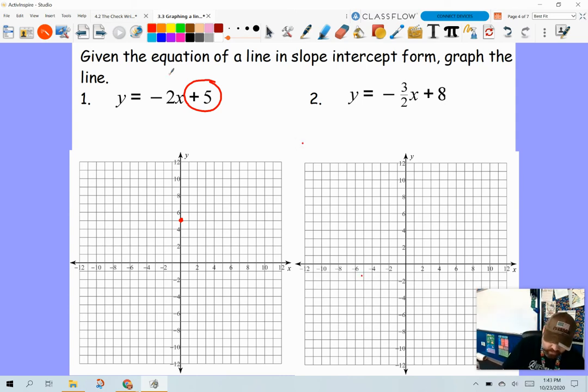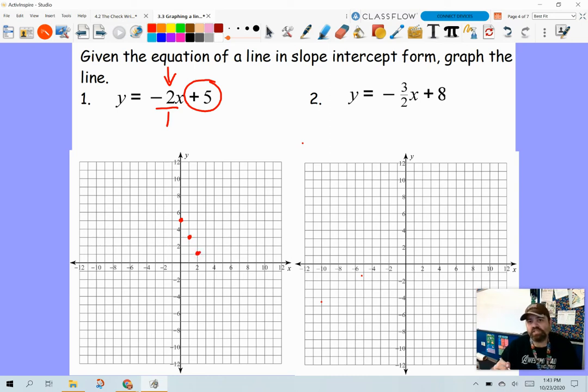From there, the number in front of the x is your slope. That's going to be your directions to more points. Now remember, your slope needs to have a numerator and a denominator, so I'm going to put a 1 underneath that. From my 5, my y-intercept, I'm going to count down 2 units and 1 to the right. Down 2 more units and 1 to the right.